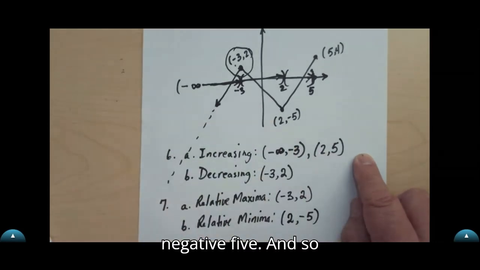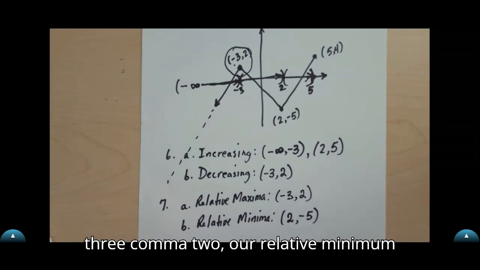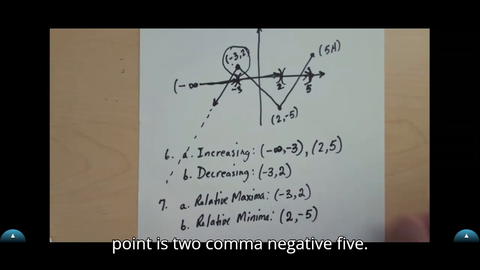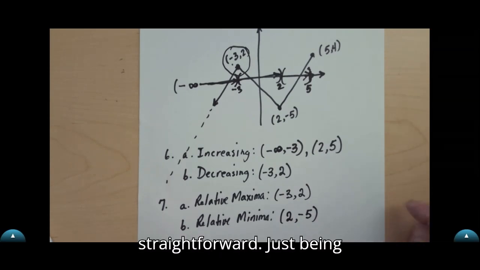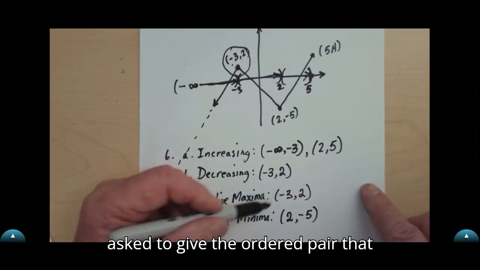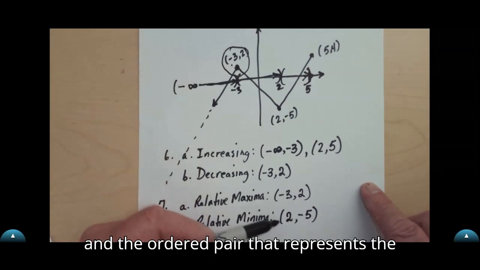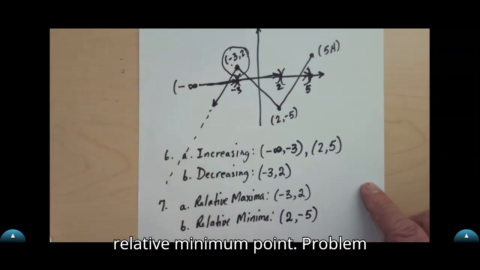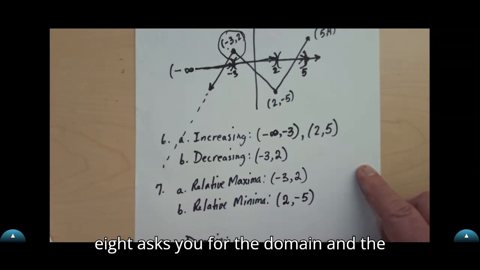-5). And so our relative maximum point is (-3, 2). Our relative minimum point is (2, -5). Everybody good there? Very straightforward. Just being asked to give the ordered pair that represents the relative maximum point and the ordered pair that represents the relative minimum point. Problem 8 asks you for the domain and the range.